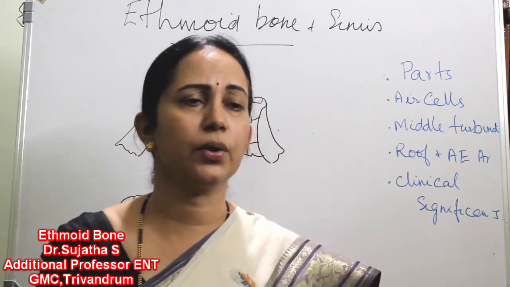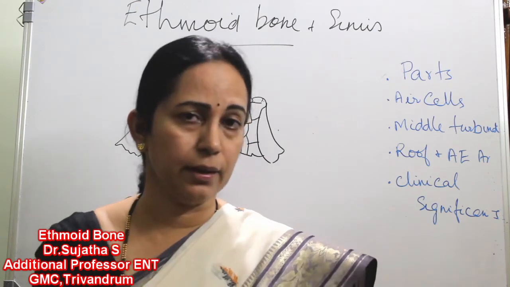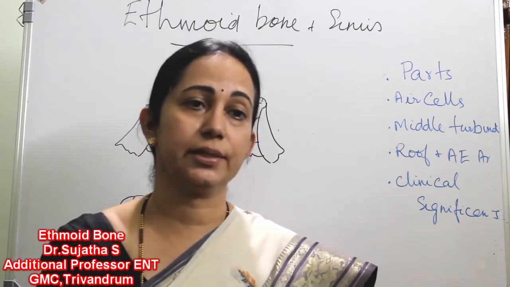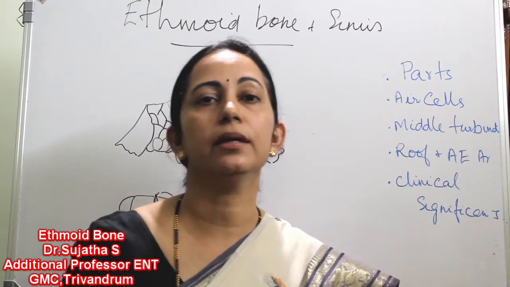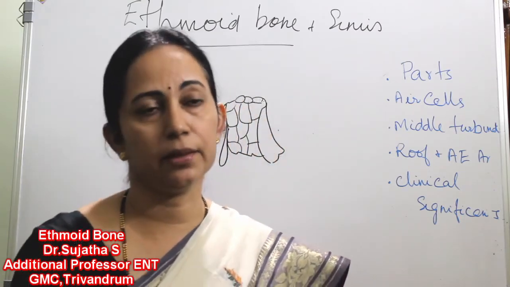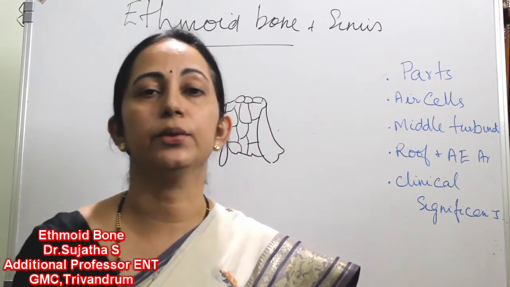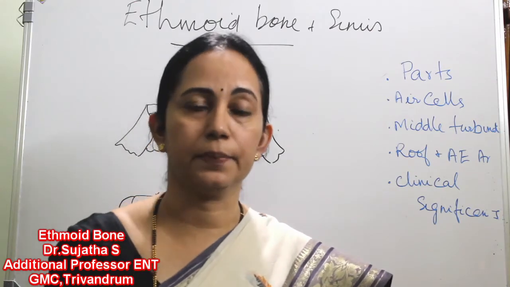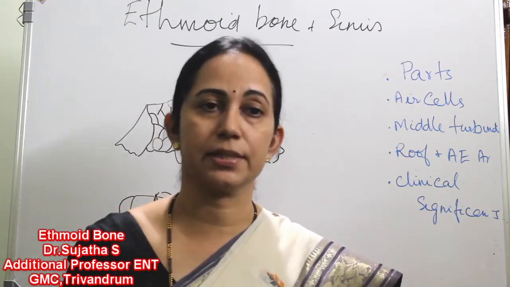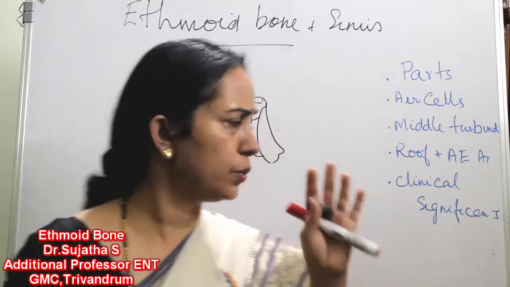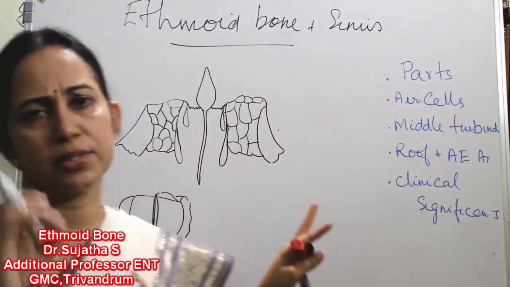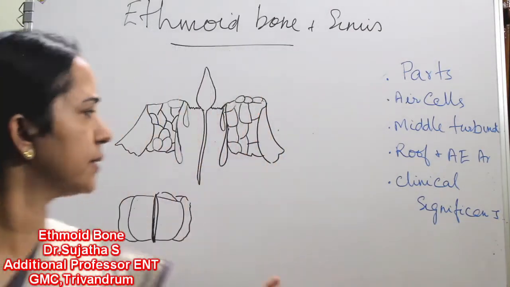So the ethmoid infundibulum is actually a part of ethmoid bone. It is determined by ethmoid bone. So any variations in the normal ethmoid anatomy can lead to the precipitation of frontal or maxillary sinusitis. Okay, so this ethmoid sinus is very much important, right?